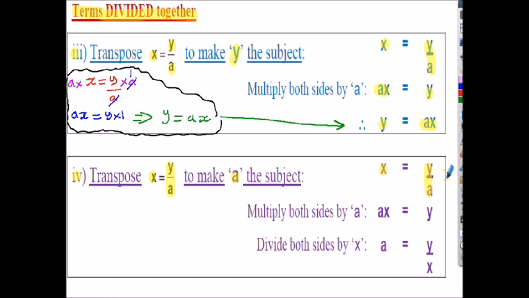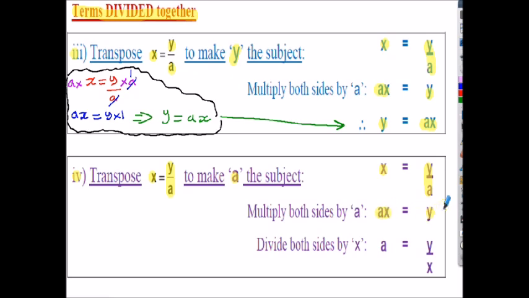So in this particular case, the first thing I'm going to do is to multiply both sides by a. At the moment, the a is divided into the y. So to remove it from the right hand side, I'm going to multiply the right hand side by a, and that means I have to multiply the left hand side by a. So a multiplied by x is now equal to y.